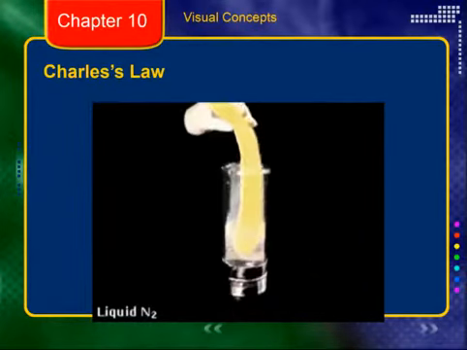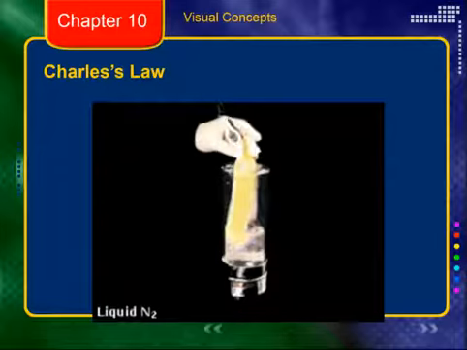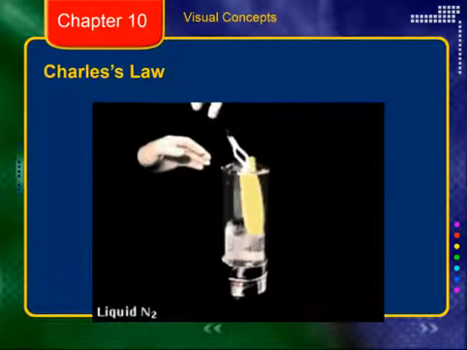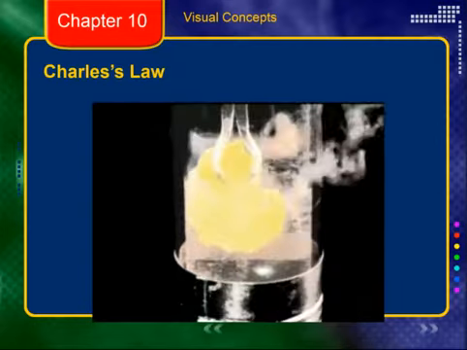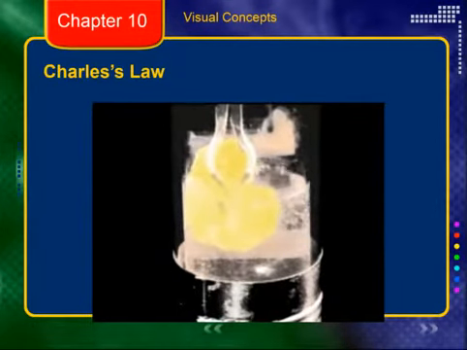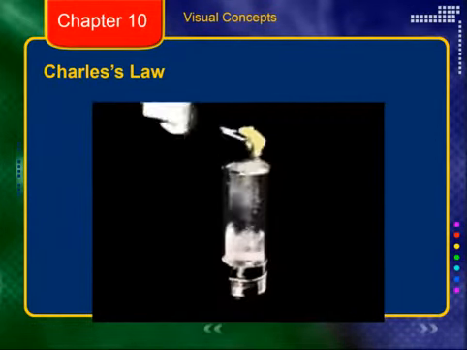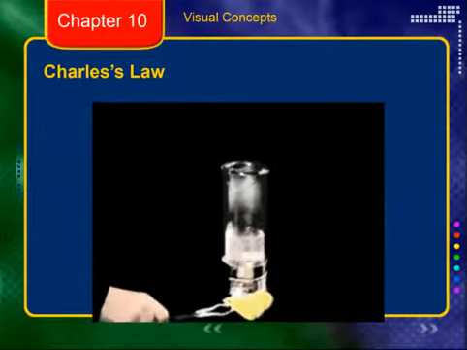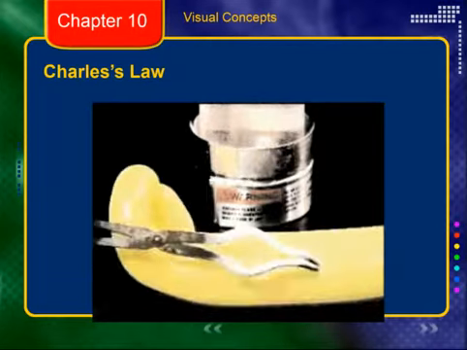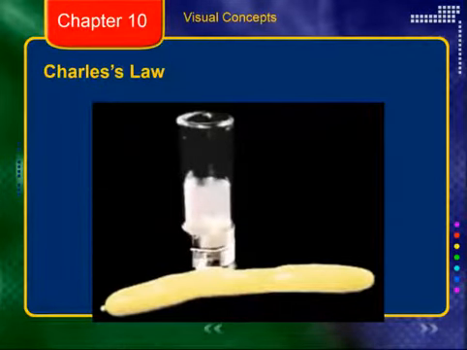Liquid nitrogen is very cold at 78 kelvins. When a balloon is placed in liquid nitrogen, the balloon shrinks. As the temperature decreases, the volume also decreases. When the balloon is removed from liquid nitrogen, the balloon returns to its original volume as the air warms the balloon to its original temperature.